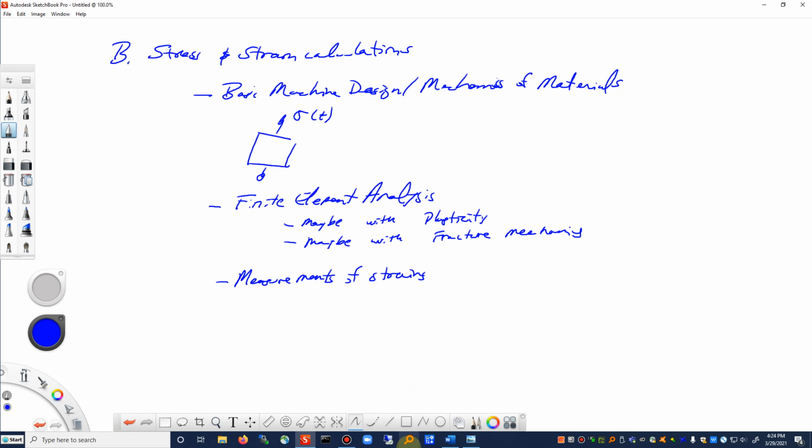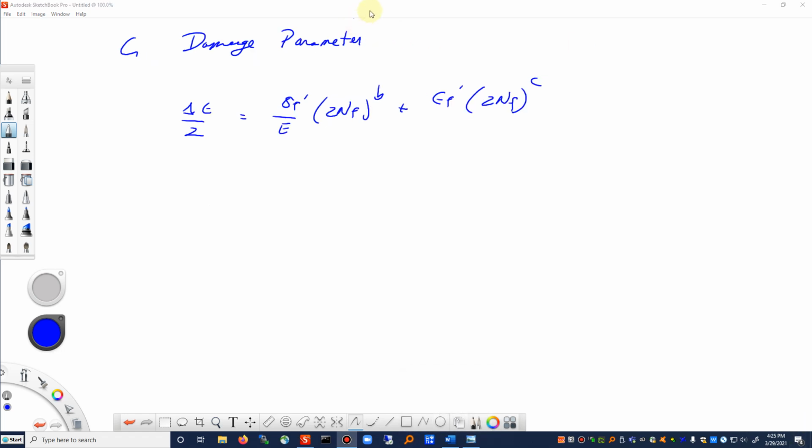So all these things kind of build in order to determine the things that go into our damage parameter, which is the second item on our list. So we've had discussions of some damage parameters already. We may not have called them damage parameters, but that's what they are.